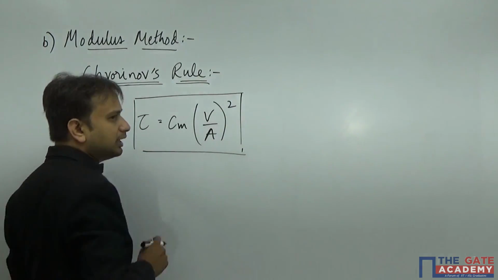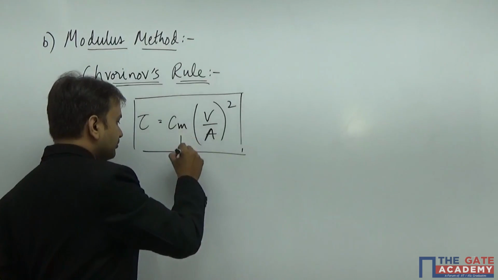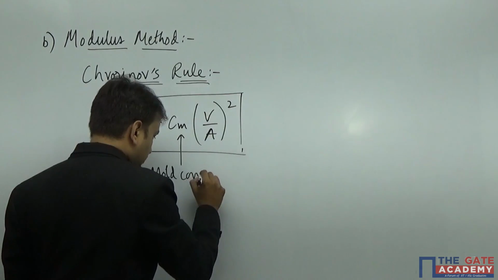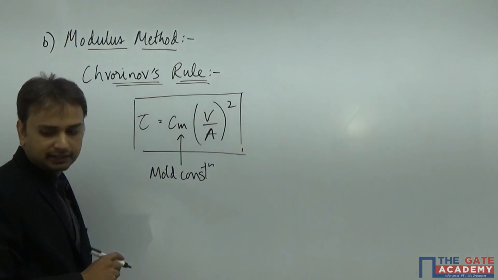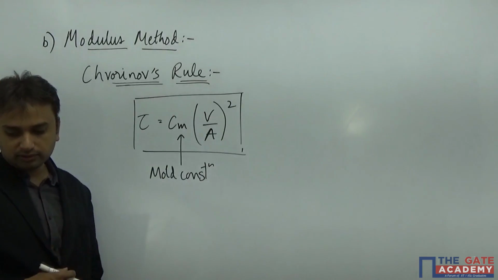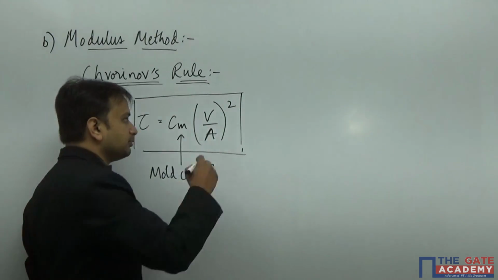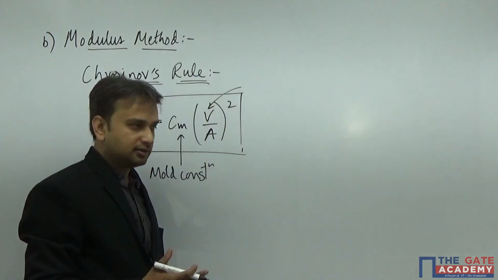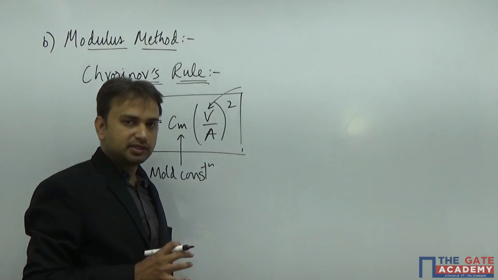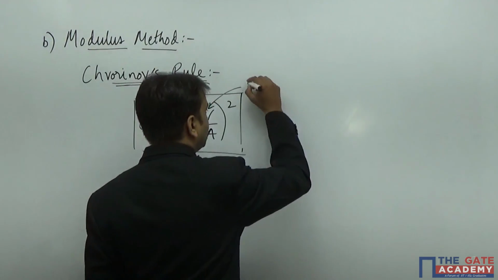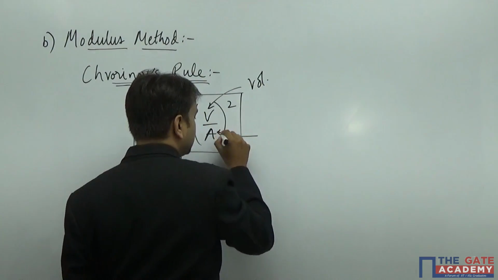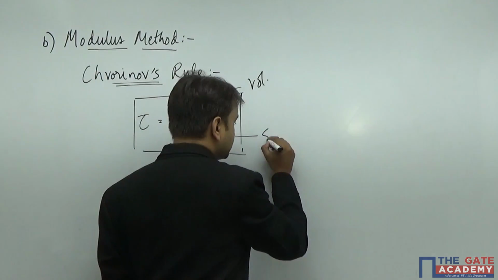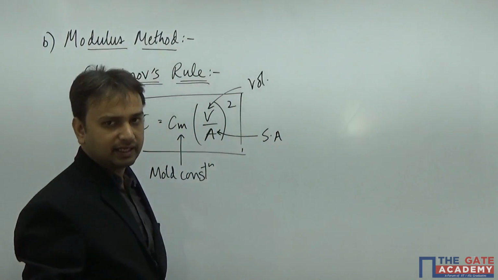Now this tau stands for solidification time. Cm stands for a constant which is nothing but the mold constant. It is a mold constant, and it depends upon the mold material. And V is nothing but the volume of what? It could be of anything. It could be of the casting or of the riser, whosever solidification time we are determining. And A is the surface area, not the cross-sectional area. It is the surface area of the riser or of any casting.